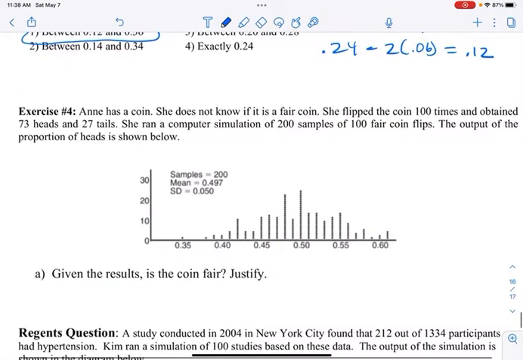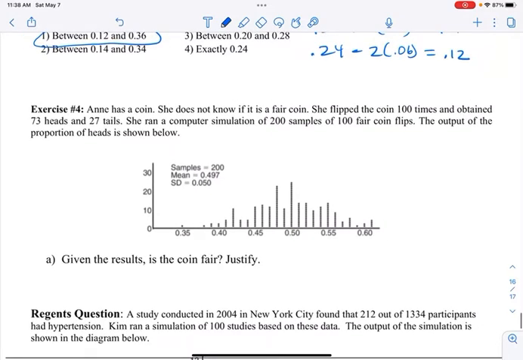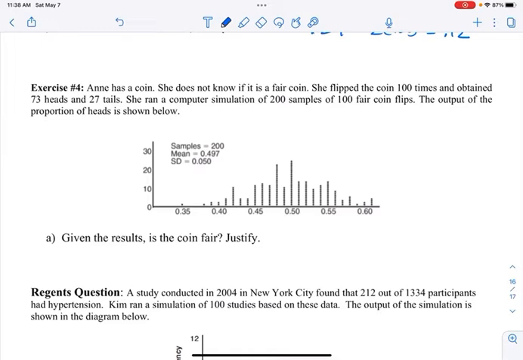Anne has a coin. The Regents likes to do coin problems. She does not know if it's a fair coin. She flips the coin 100 times and obtained 73 heads and 27 tails. She ran a computer simulation of 200 samples of 100 fair coin flips. The output of the proportion of heads is shown below. So you can see that I have my samples, 200. This is my mean, 0.497. This is my standard deviation. So I want to know, is the coin fair?